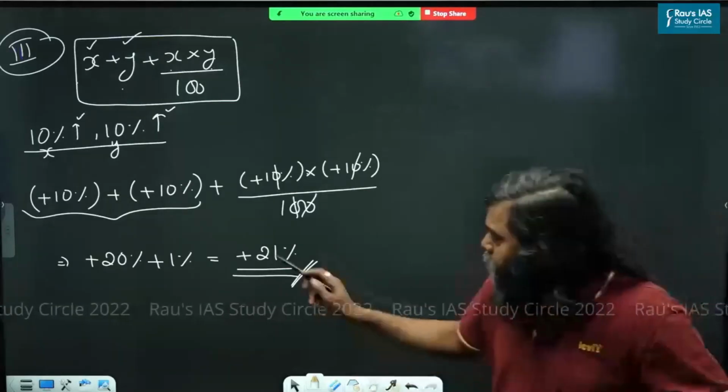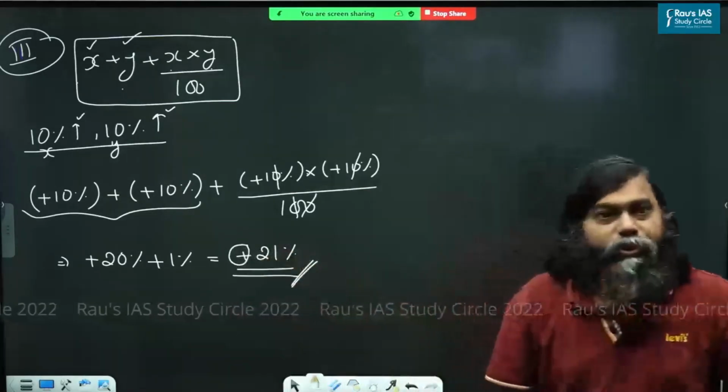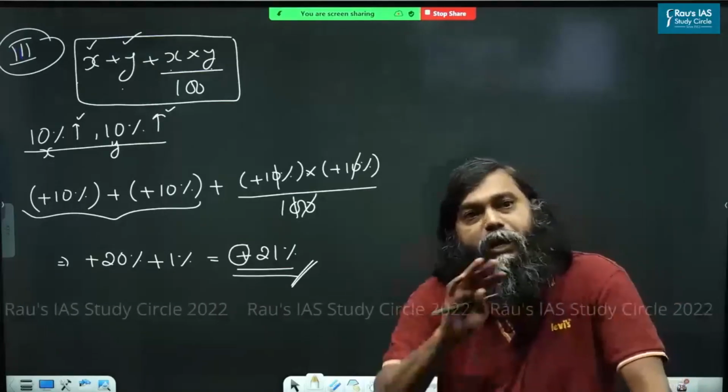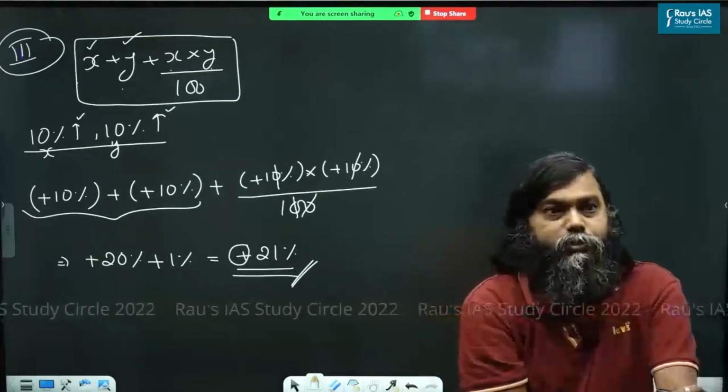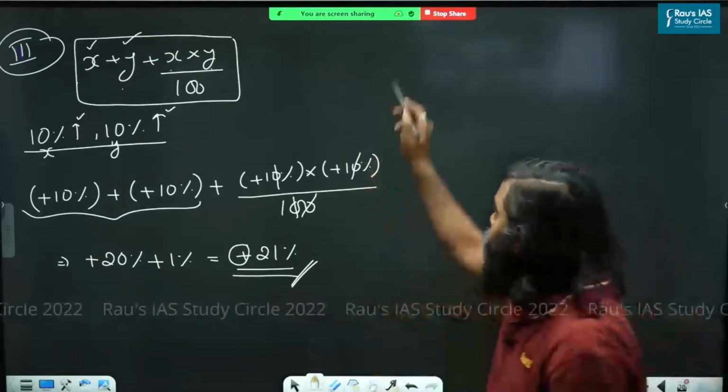What is the meaning of plus 21? Compared to the original, the final is going to be increased by 21%. Do you understand this? Listen carefully.